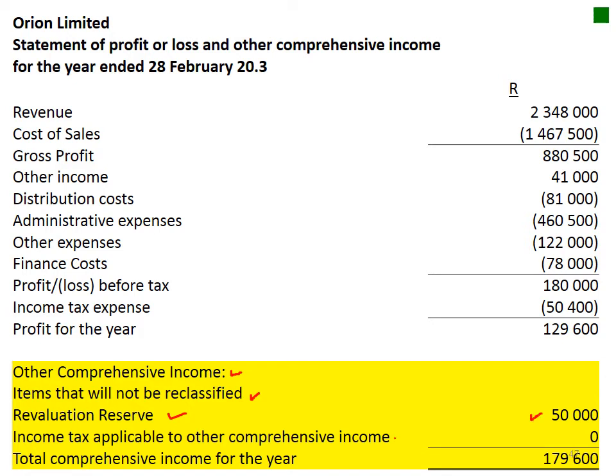Then you also have to learn this wording, income tax applicable to other comprehensive income, and in our examples we're always going to say the income tax effect is 0. So what happens now is that 50,000 gets added to our 129,600. So for the total comprehensive income for the year, we actually have the profit plus this 50,000 revaluation reserve. So the total comprehensive income that this company has made for the year is the combination of the two, 179,600.